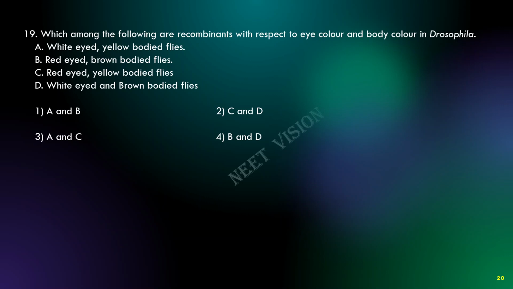Red-eyed, yellow-bodied flies, yes. Red is dominant, yellow is recessive. Brown body is dominant, but yellow is recessive. So one dominant, one recessive, it is a recombinant. White-eyed and brown body is also a recombinant. C and D are correct. Second option must be the correct one.